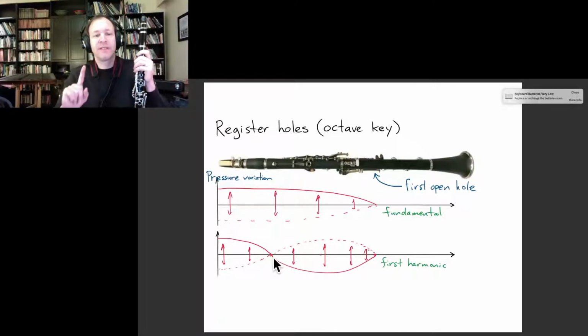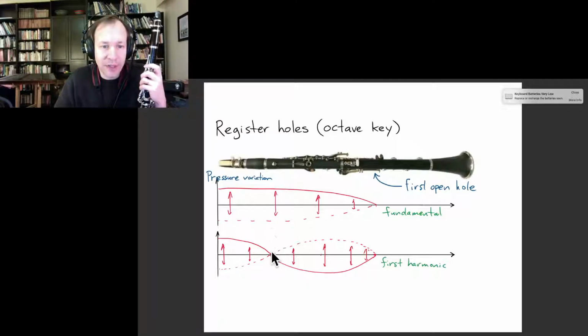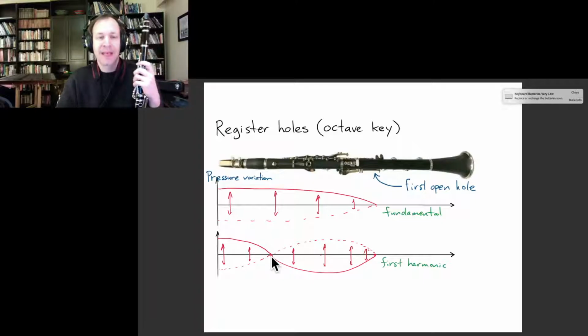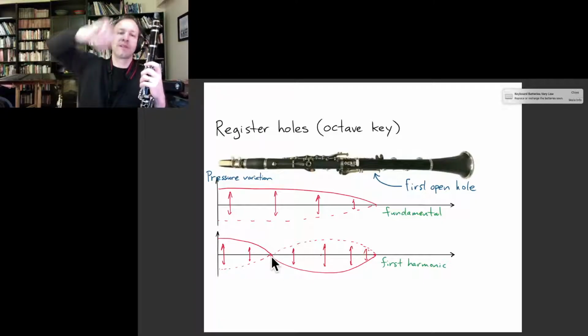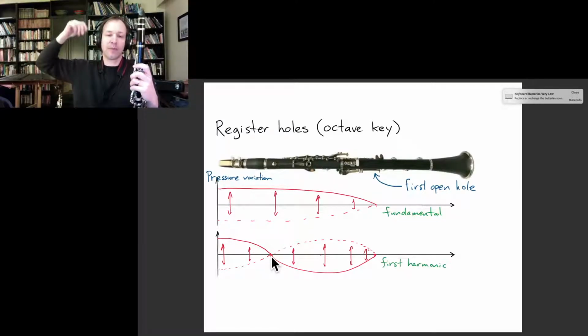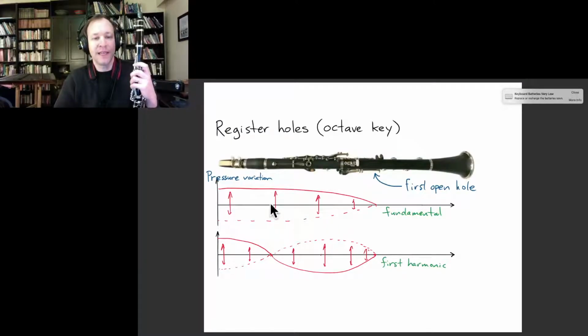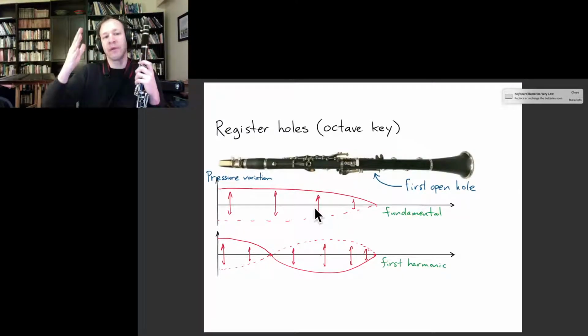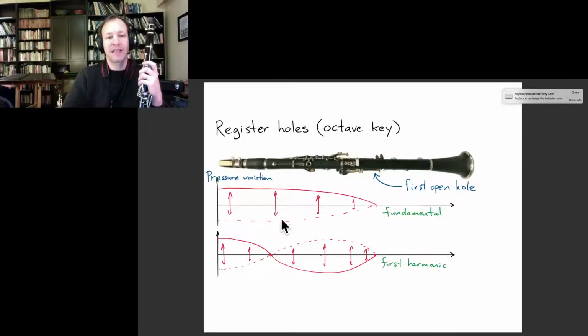So what we can do is open that hole, which is at the location of this point. And what that does is it forces the pressure at that point to be pretty much constant and pretty much the same as the outside air pressure. And what that then means is that you no longer can have this fundamental mode. You can't play that note anymore because that note has pressure at this point varying a lot.